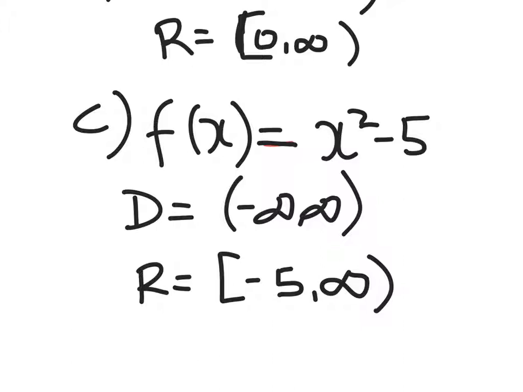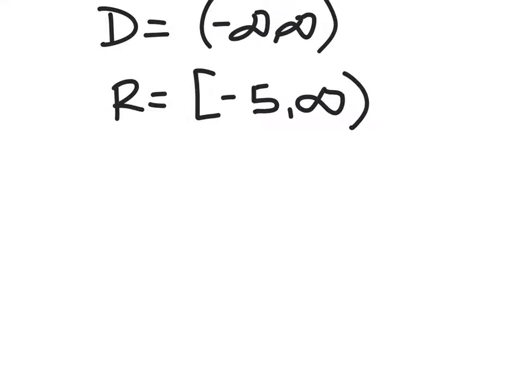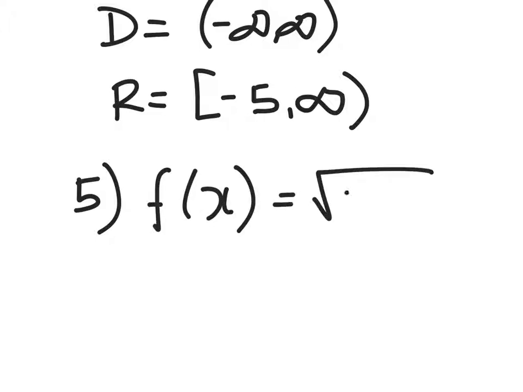And we'll have a look at one more. We'll have a look at number 5. F of x equals the square root of x minus 2. Okay, here we go. Square root, what do you know about square root? Is that going to place any restrictions? Yes, you cannot take the square root of a negative number. So your inputs can't be negative.